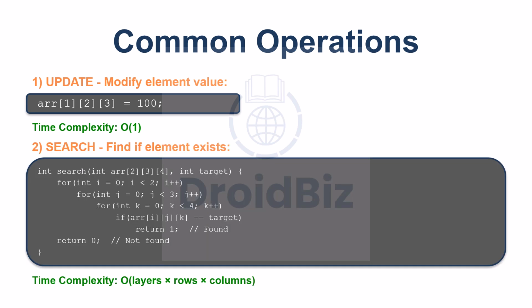Operation 2, search. To find if an element exists, we need to check all elements. We create a function that takes the array and a target value. We use 3 nested loops for layers, rows, and columns. Inside, we check if the element exists in that array. The time complexity is O(layers times rows times columns) because we may need to check every element.